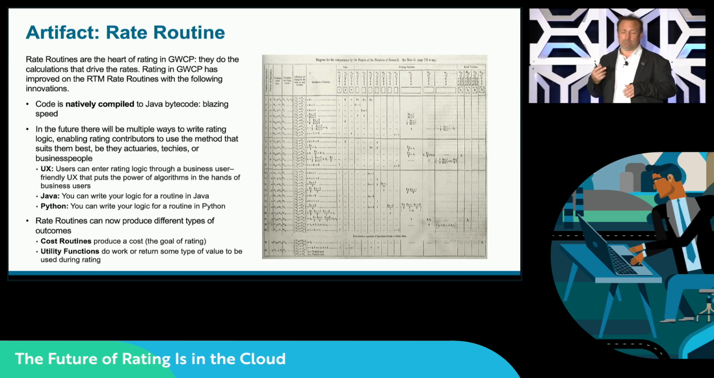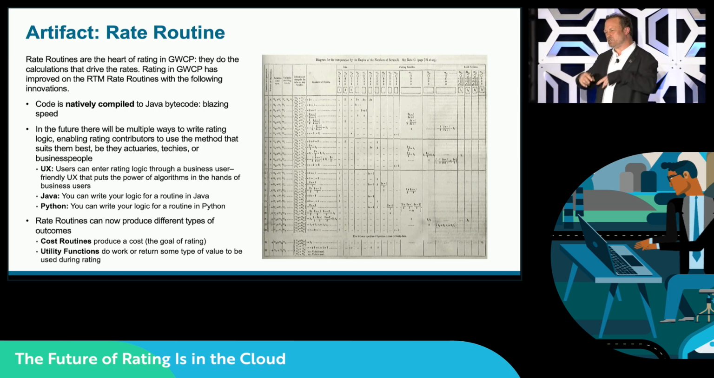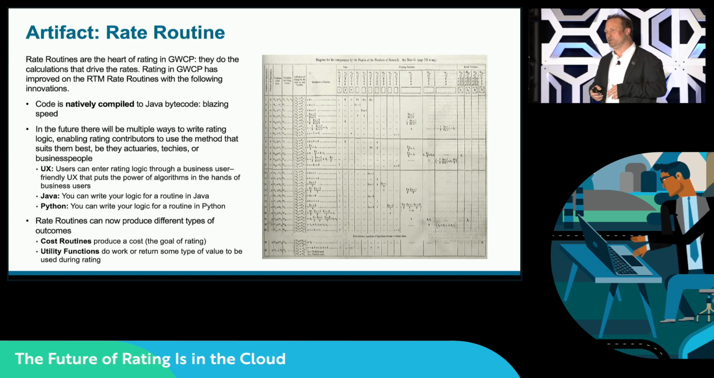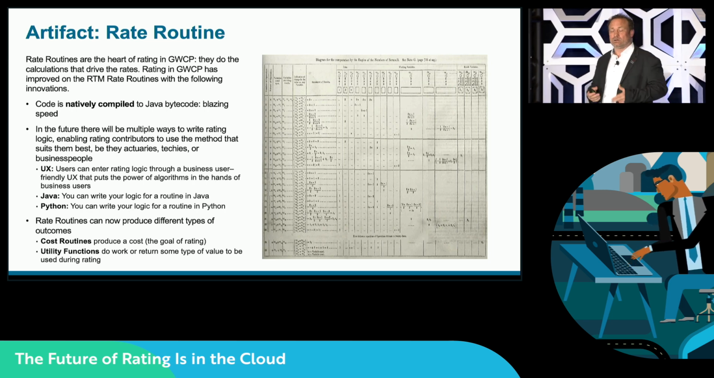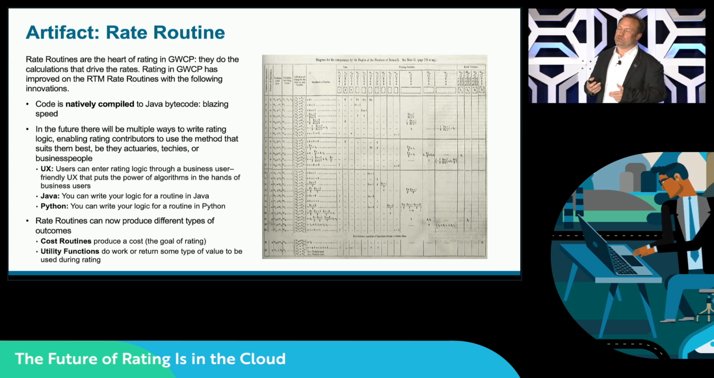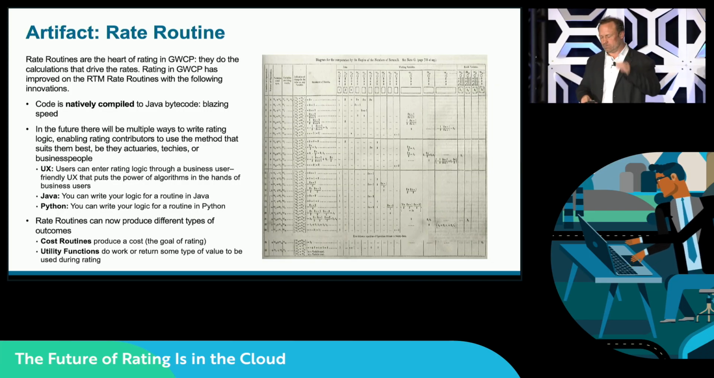And finally, rate routines are also going to be split into 2 now. Today we have cost routines, basically, where the whole purpose of a rate routine is to generate a cost. We're also going to add into that mix utility functions. What that's going to let you do is create reusable logic. Utility functions are going to be able to return both scalar values, like a decimal, or complex values like lists and maps and stuff. So this is going to let you build reusable functionality for your rating.